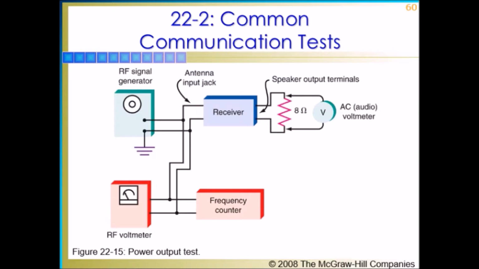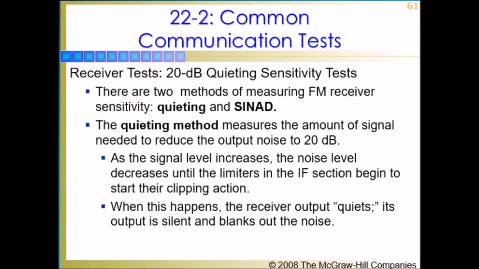3. With everything appropriately adjusted, measure the AC voltage across the speaker dummy load. This will be an RMS reading. 4. To determine the receiver power output, use the standard power formula: P equals V squared over R.